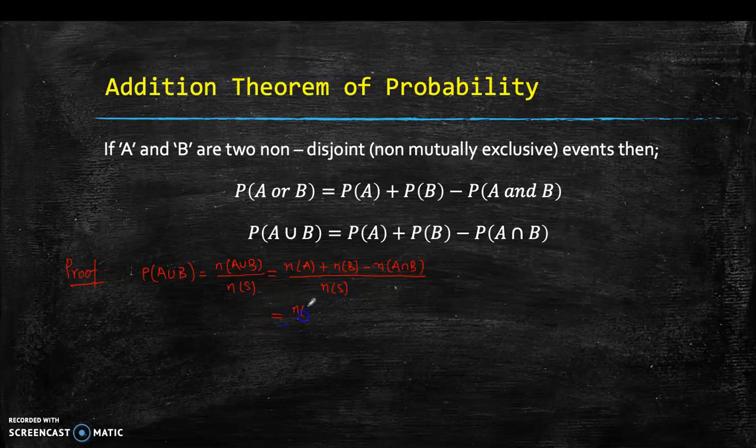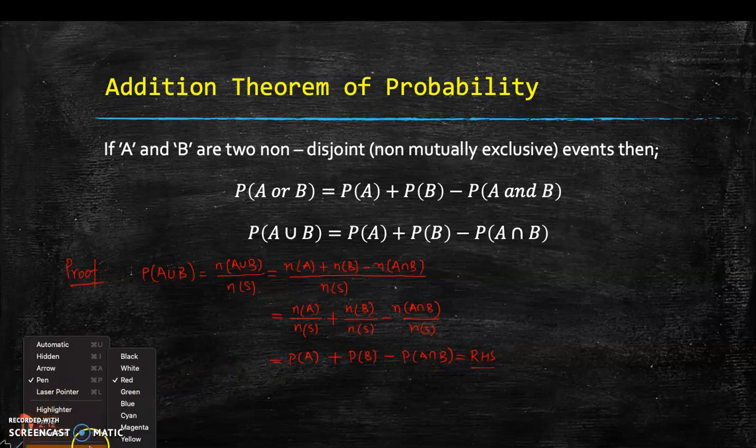This further can be written, using simple algebra and a little distribution, as the number of elements in A divided by the total number of cases, plus the number of elements in B divided by the total number of cases, minus the number of elements in A intersection B divided by the total number of cases. Now this simply becomes the formula of the probability of A plus the probability of B minus the probability of A intersection B, and that is exactly the right hand side. So this is a little proof which you can do.